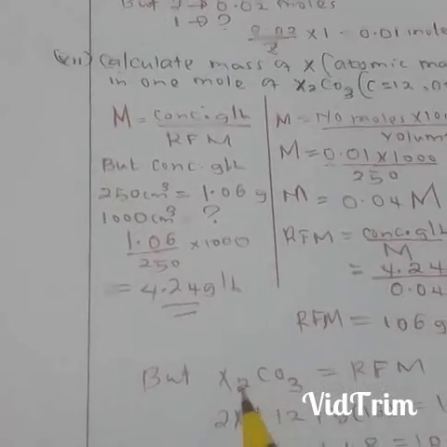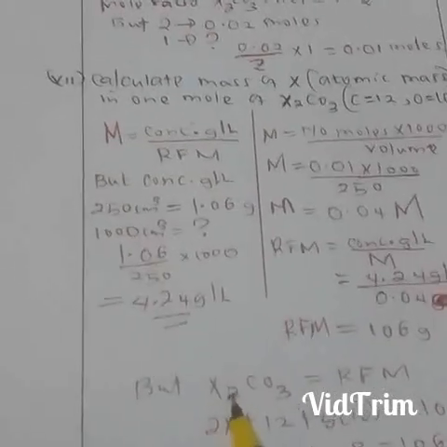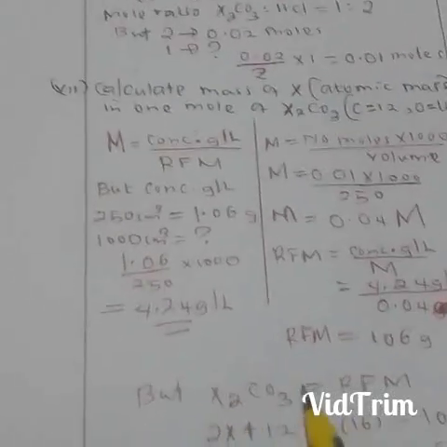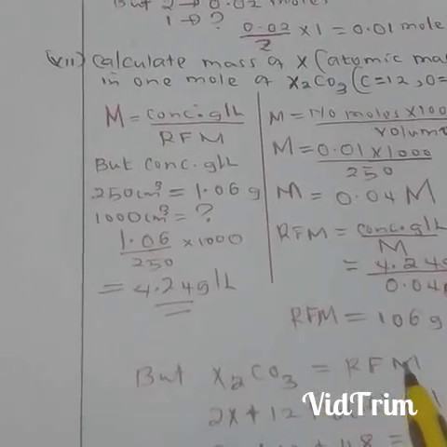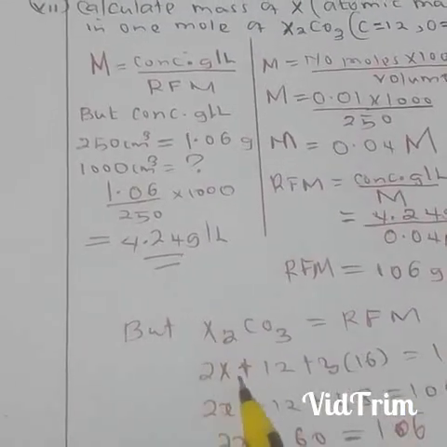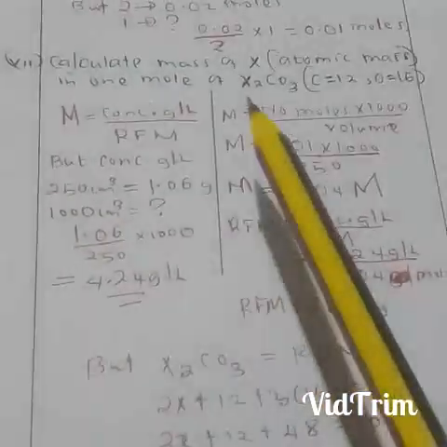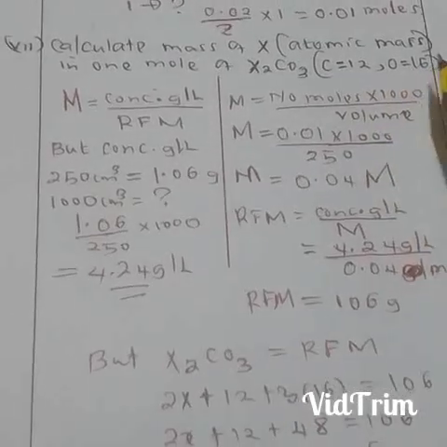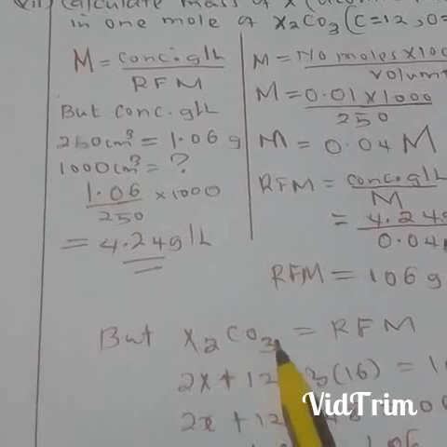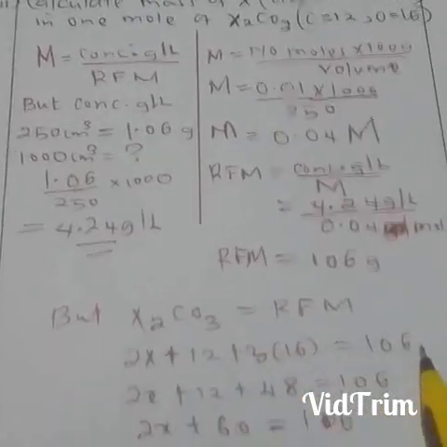How do you go about it? If you take individual relative atomic masses, you add them, then you equate to the RFM. Is it okay? Let us do. This means 2 times X plus carbon is 1, which is 12. That is from the brackets here. Carbon is 12, oxygen is 16. Then how many oxygen are here? In this carbonate there are 3. So it is 3 times 16. Each oxygen is 16. You equate to 106.